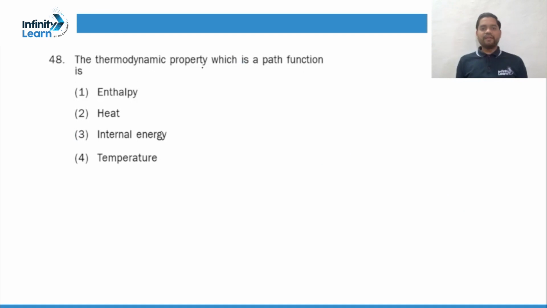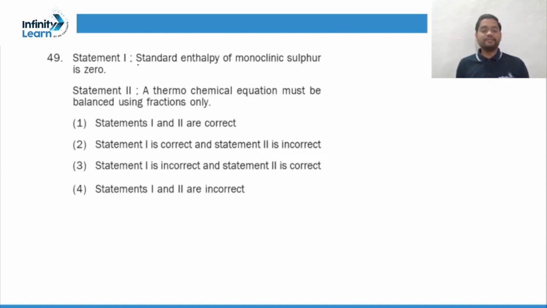48. The thermodynamic property which is a path function, we know that heat and work is a path function. Heat is the right answer. Okay, so 49. Statement 1. Standard enthalpy of monoclinic sulfur is 0. Wrong statement. Rhombic sulfur is 0. A thermochemical equation must be balanced by fraction only. Wrong. It can be balanced by any number as well. So both are incorrect.